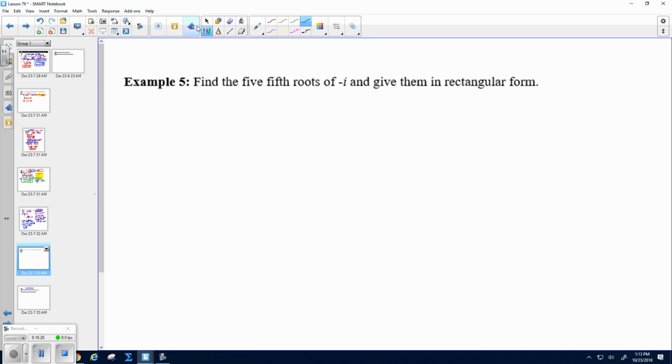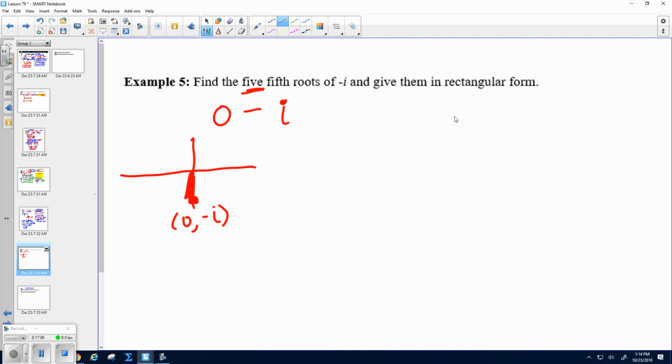Add this onto your examples. Find the 5th roots of negative I. So I need 5 solutions, and I'm finding the 5th roots of negative I in rectangular form. So negative I is the same as 0 minus I. So if you were to graph this, 0 is on the real axis, and then this is on the imaginary axis. So what direction do I go for minus I? I go down 1, right? This would be like the point 0, negative 1, or negative I, right?